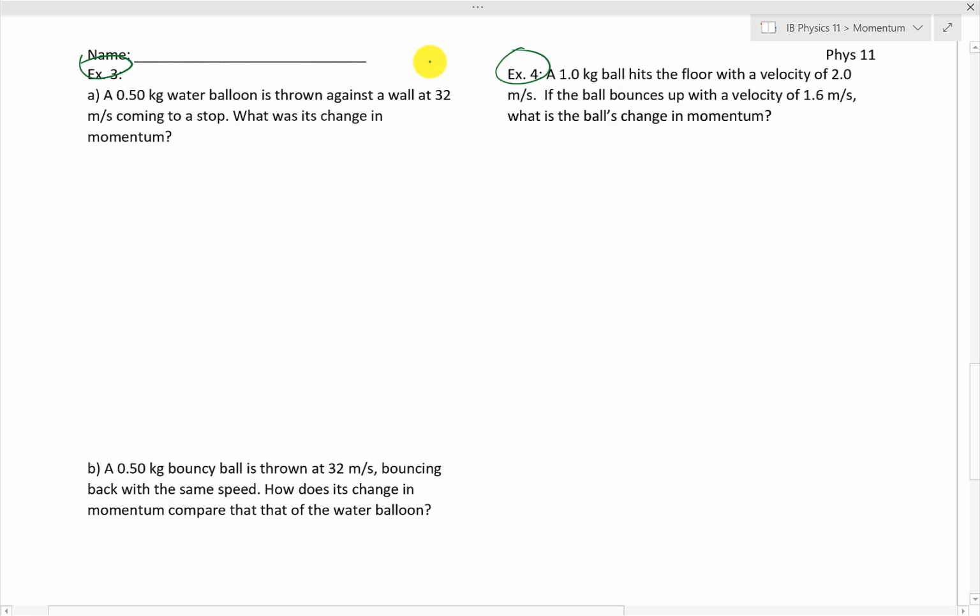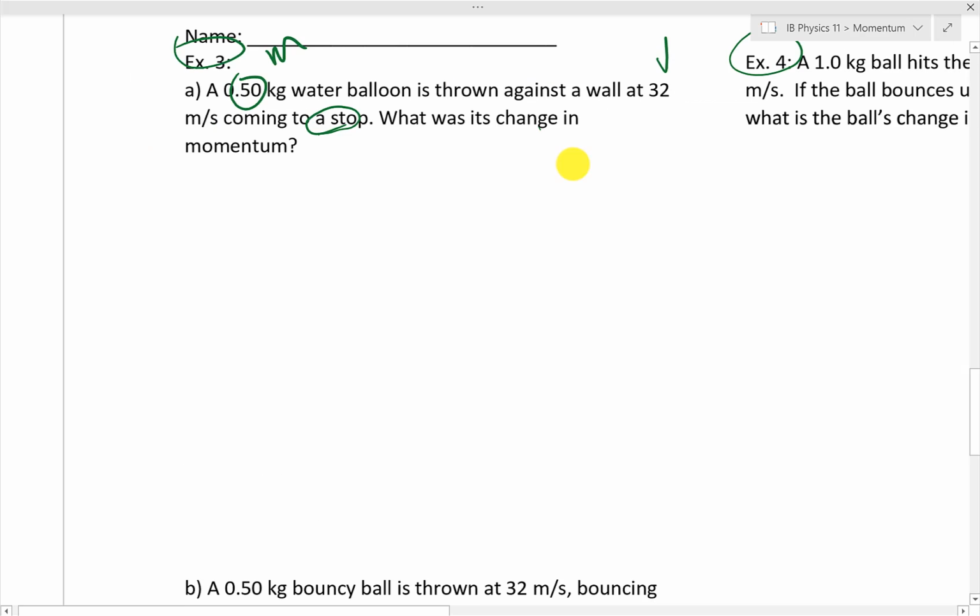A 0.5 kilogram water balloon is thrown against a wall at 32 meters per second, and it comes to a stop. Ooh, it comes to a stop. What is its change in momentum? Okay, we're starting to do some other things now. First of all, we want to know, what does change in momentum mean?